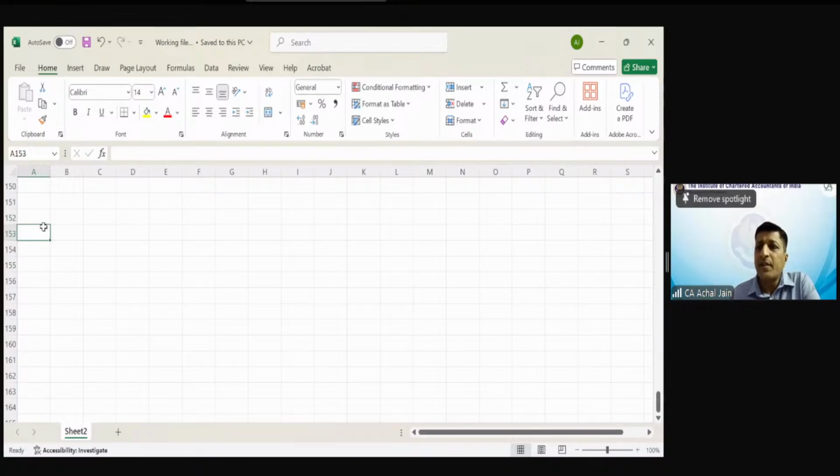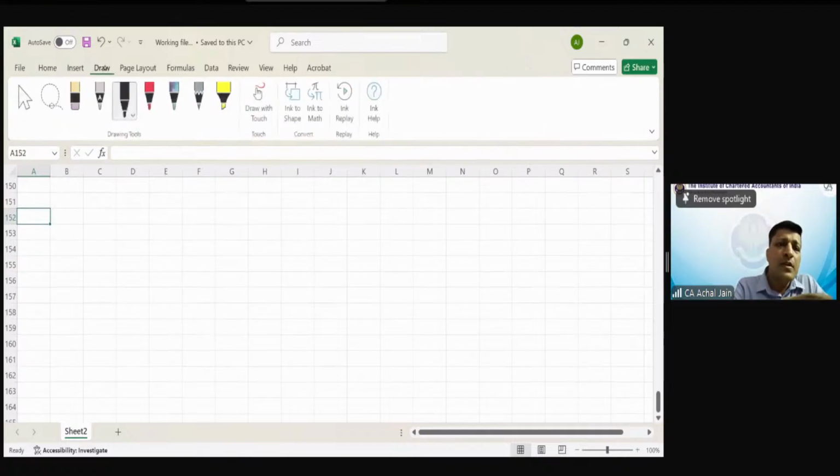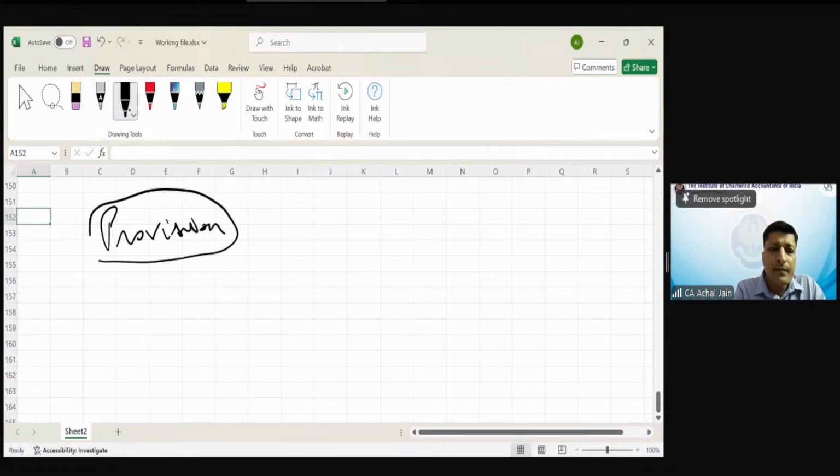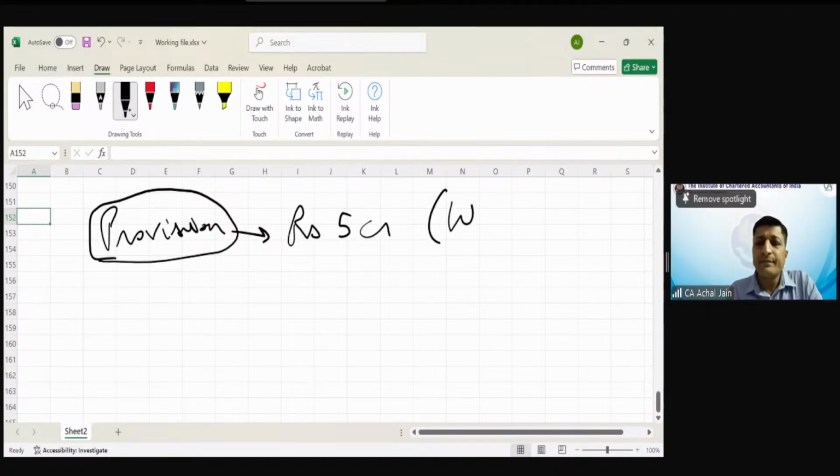No questions? Very good. So let's look at one example. I'm just trying to create a case scenario. You need to understand this and accordingly answer it. Let's suppose during the year, there is a provision in the financial statements. Let's suppose the outstanding balance of provision is rupees 5 crore. Now, let's assume this provision is for warranty.